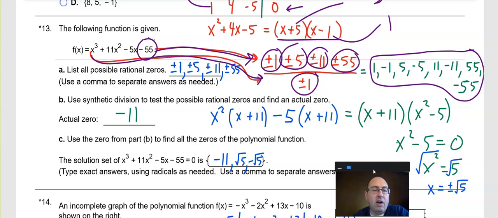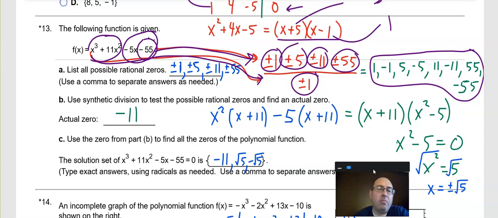On 13b, it says use synthetic division to test the possible rational zeros. Now, you notice that I didn't do that. I could have. I could have used synthetic division, but when I was looking at this question, I thought, well, wait a second. Look, this would be a good place to use my grouping technique.